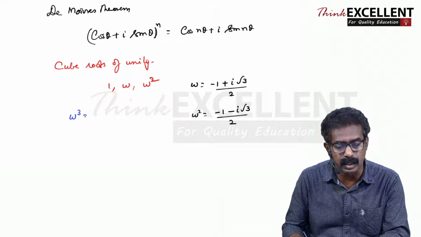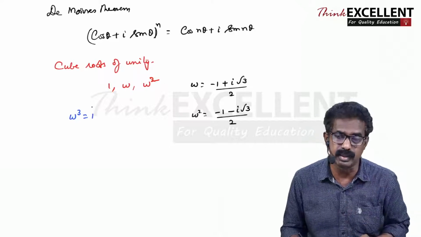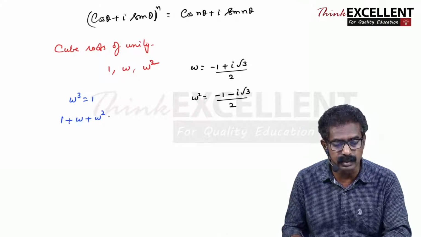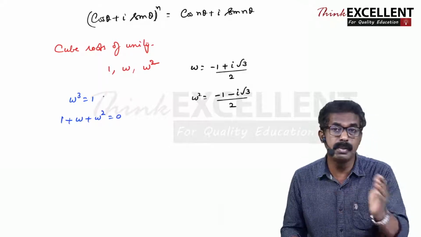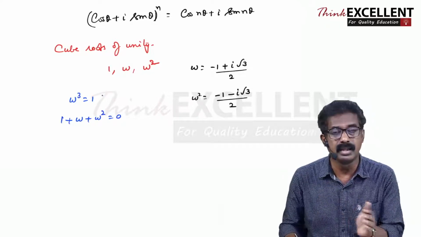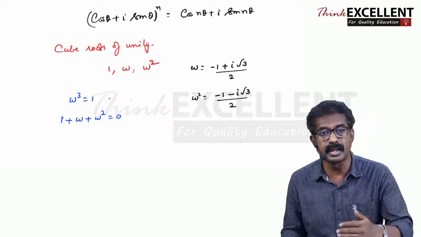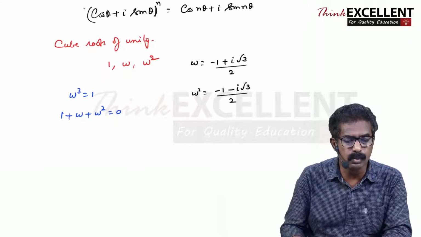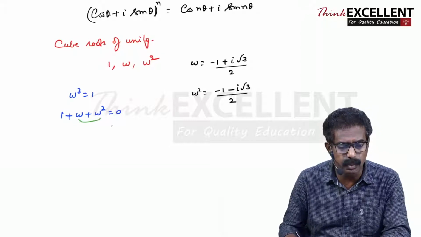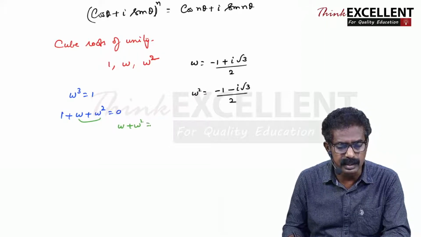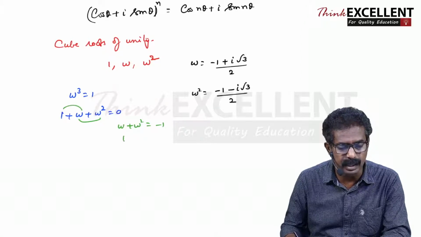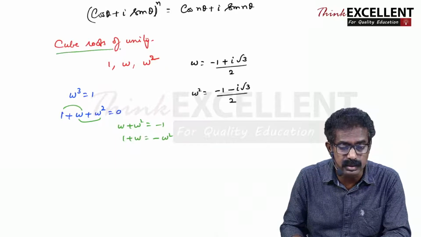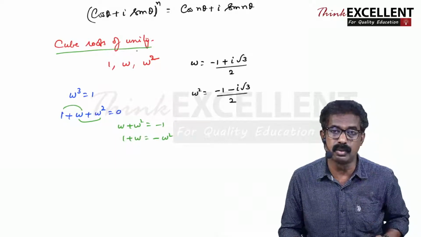Omega cube is equal to 1 when omega represents a cube root of unity. And 1 plus omega plus omega square is equal to 0. Omega cube is 1 means if the power is a multiple of 3, then the answer is 1. Omega raised to 6, omega raised to 30, the answer is 1. Since 1 plus omega plus omega square is 0, if I want omega plus omega square, you can write it as minus 1. If I want 1 plus omega, it is minus omega square, and so on. All these results are true only when omega represents a cube root of unity.